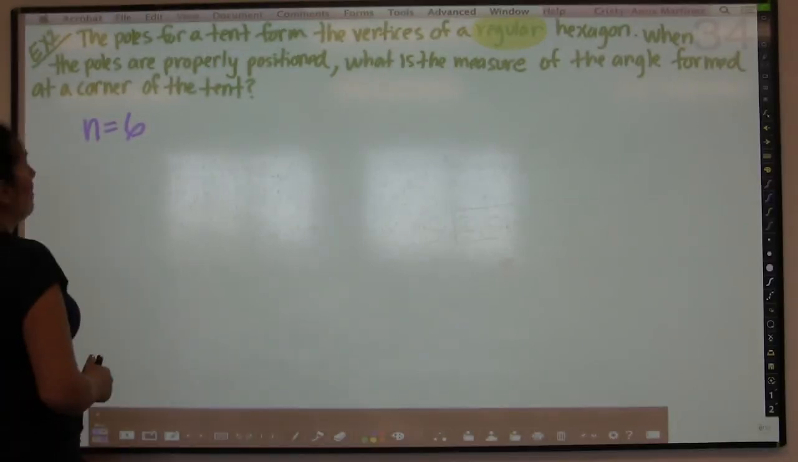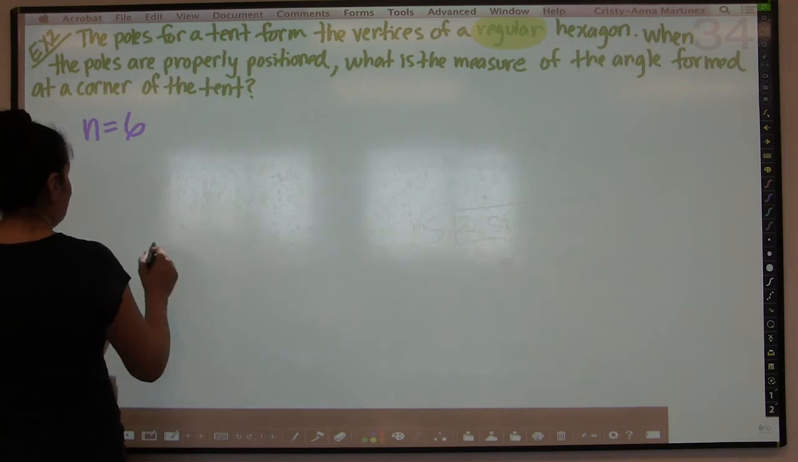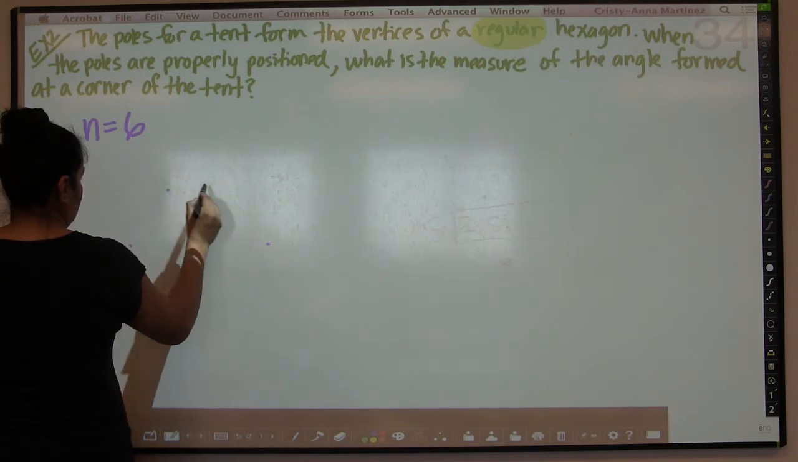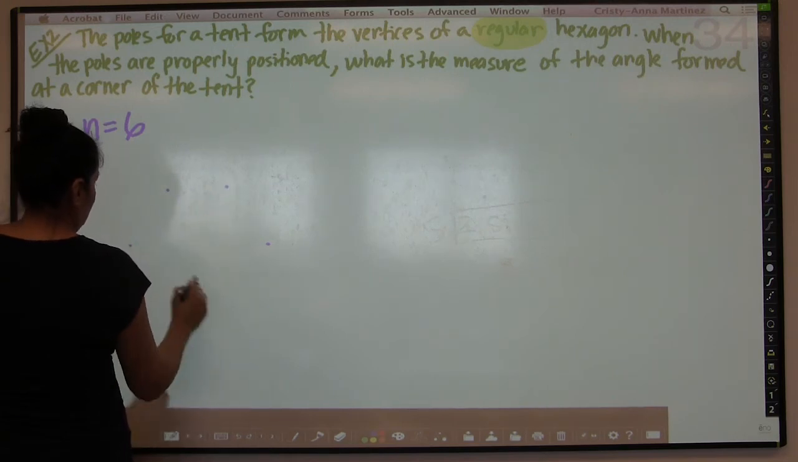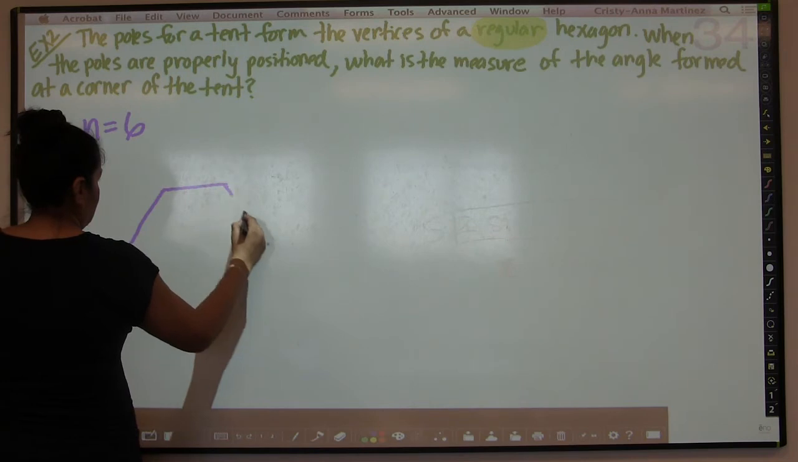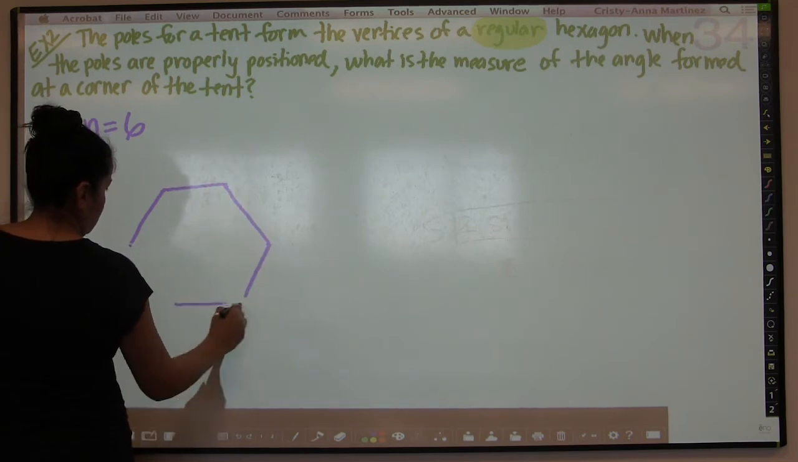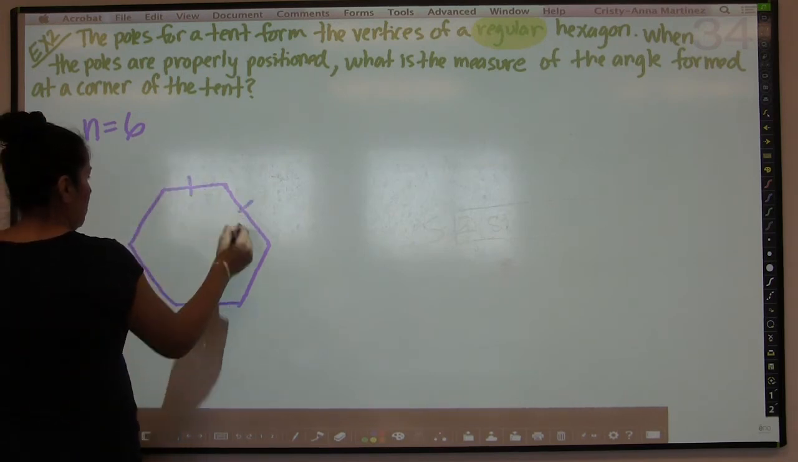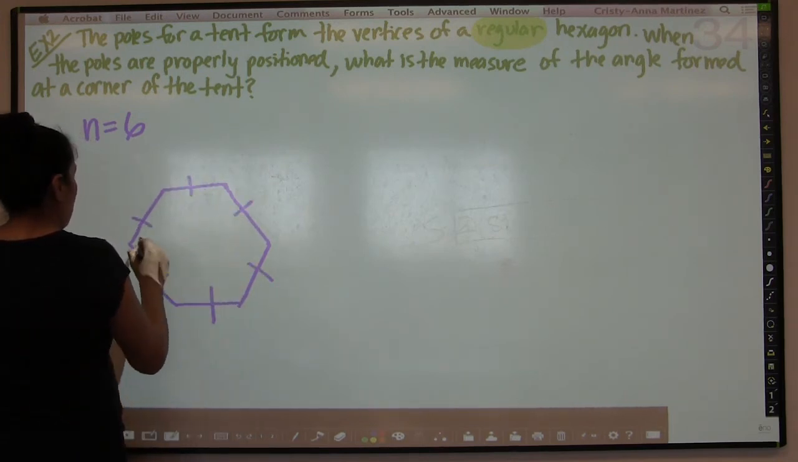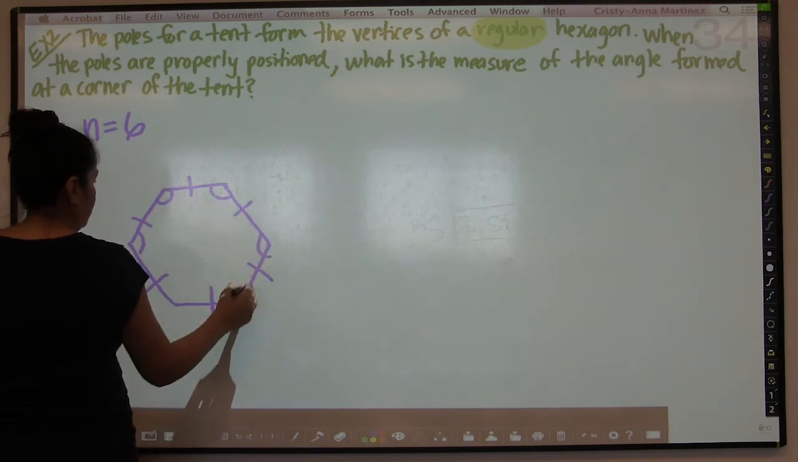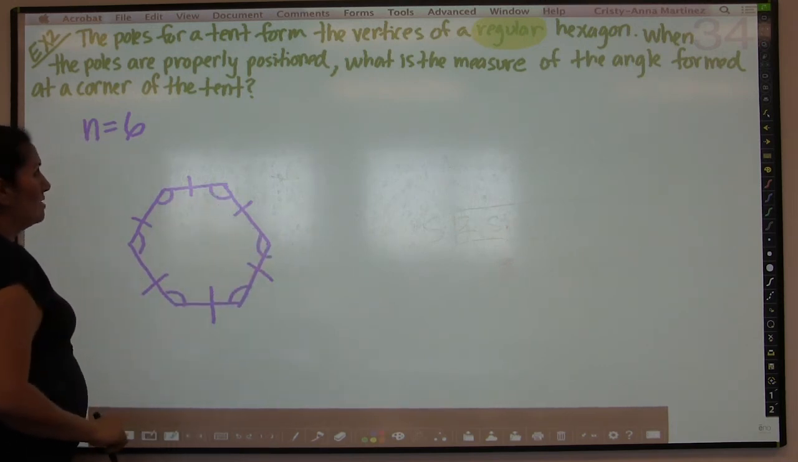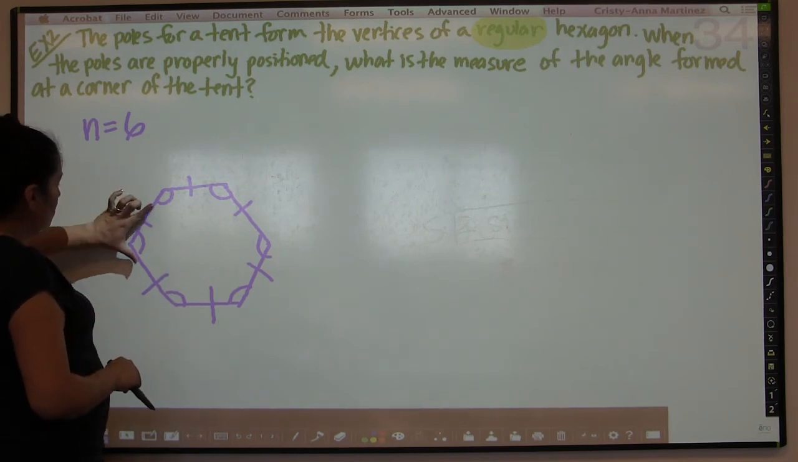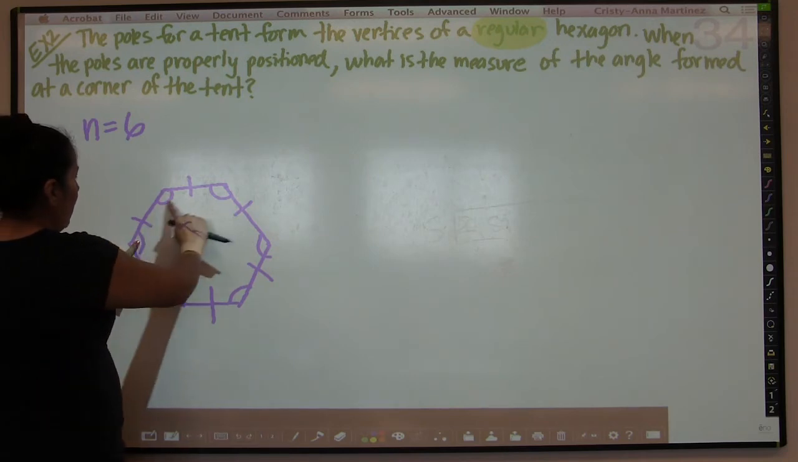of the tent? So basically you have this tent, and it's a hexagon. So you've got these, let's see if I can do this right here. It's going to look something like this. Okay, and all the sides are going to be the same. And all the angles are going to be the same. And what they want to know is, once you position everything properly, what is the measure of the angle that's formed at a corner? So this would be the corner. So they want to know what this angle is. All of the angles will be the same.